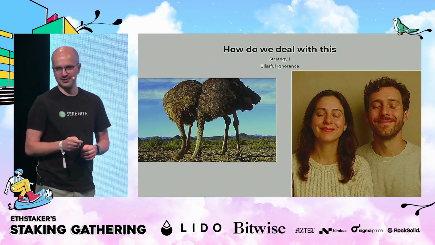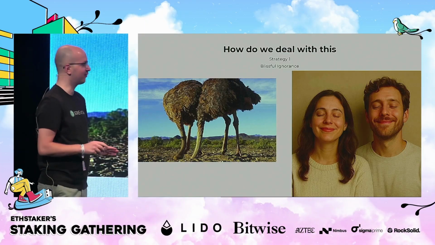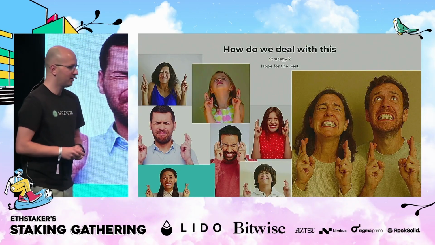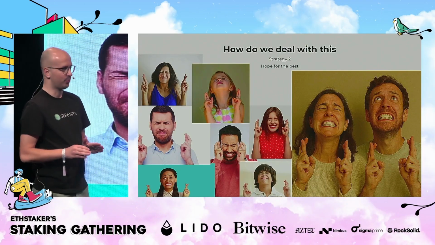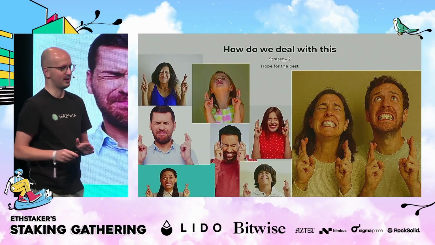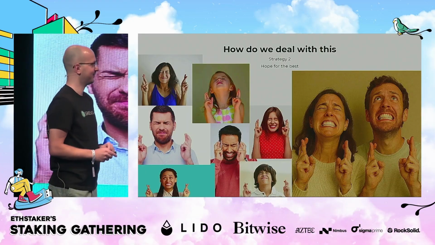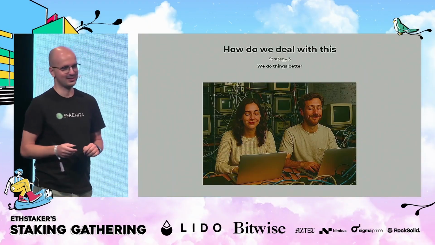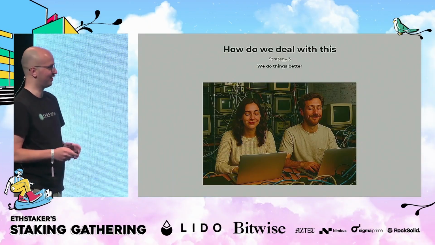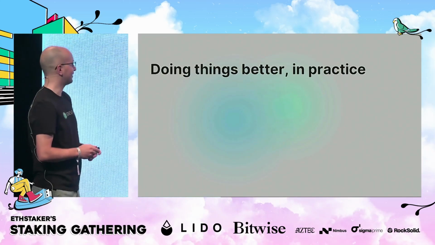So there's a few approaches. We can just stay ignorant about the issue and just act like it doesn't exist. We can do this, and I feel like that's what part of the network is doing right now. We hope for the best. We hope that it doesn't happen. But that's not what I'm satisfied with, so I'm going to show you how you can actually do things better and in practice.